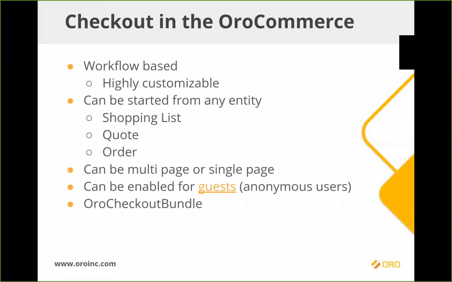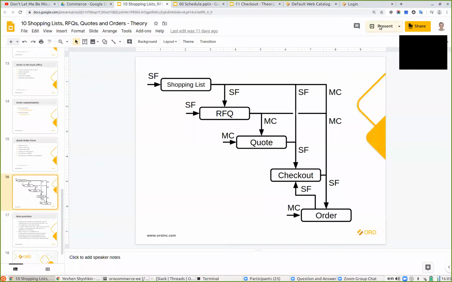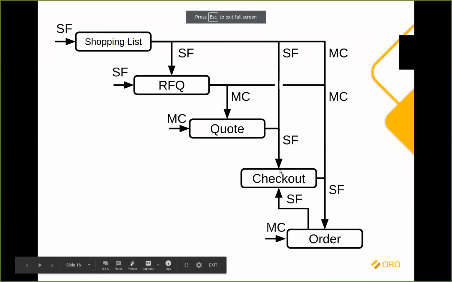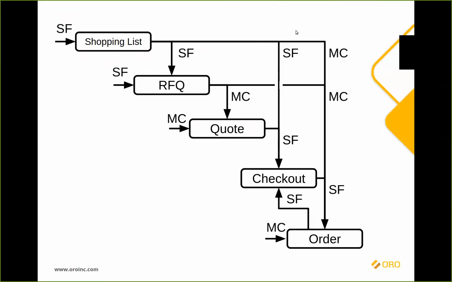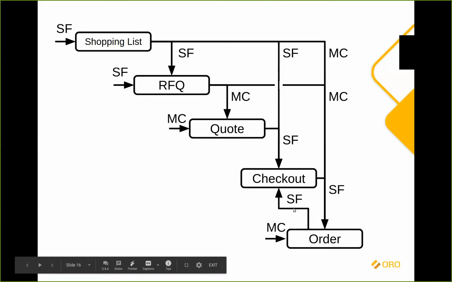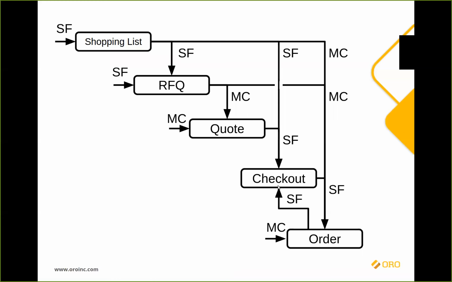Checkout can be started from any entity, but out of the box, we have it for the shopping list, for the quote, and for the order. So again, let us return quickly to that schema. Here we can see that checkout can be started from the shopping list, this arrow. It can be started from quote, this arrow, or it can be started from order using the order button we have seen last week. These are the 3 entities which can be used to start a checkout.